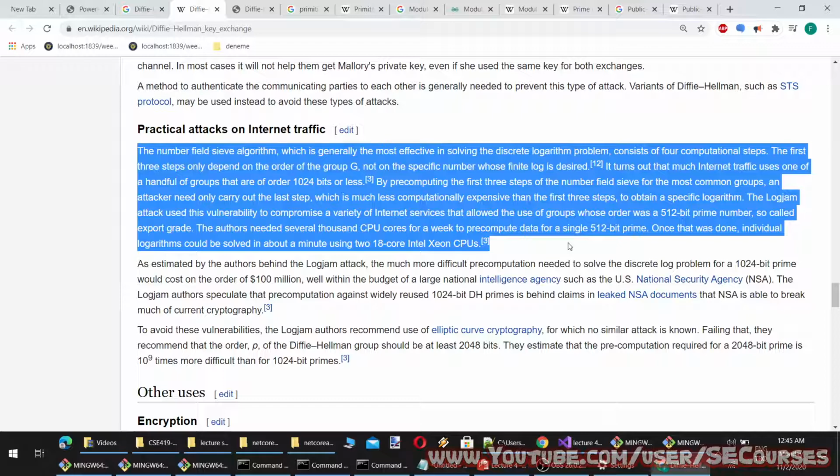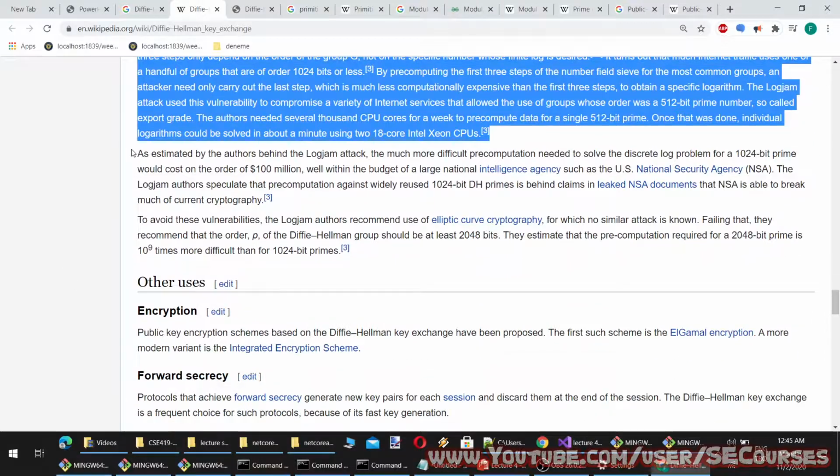The logjam attack used this vulnerability to compromise a variety of Internet services that allowed the use of groups whose order was a 512-bit prime number, so-called export grade. The authors needed several thousand CPU cores for a week to precompute data for a single 512-bit prime. Once that was done, individual logarithms could be solved in about a minute using 2 18-core Intel Xeon CPUs.